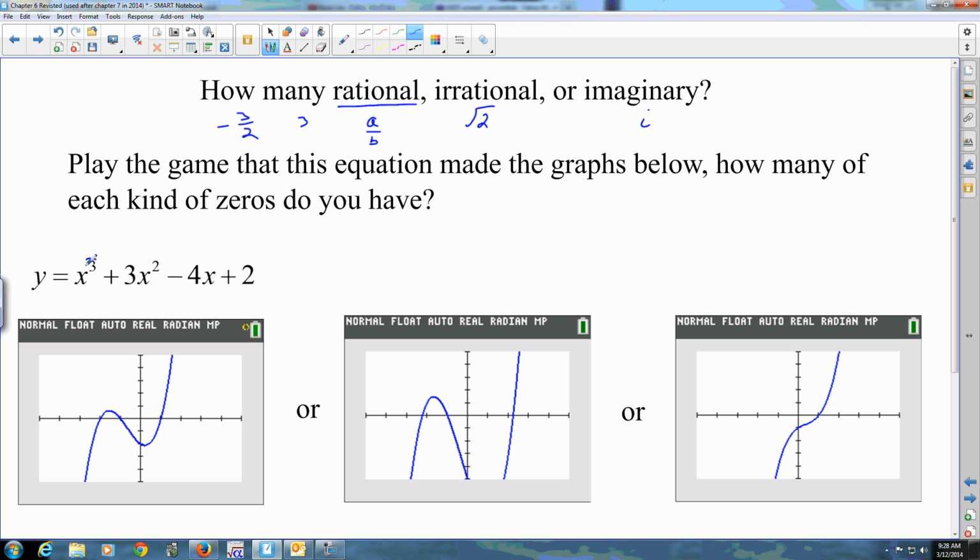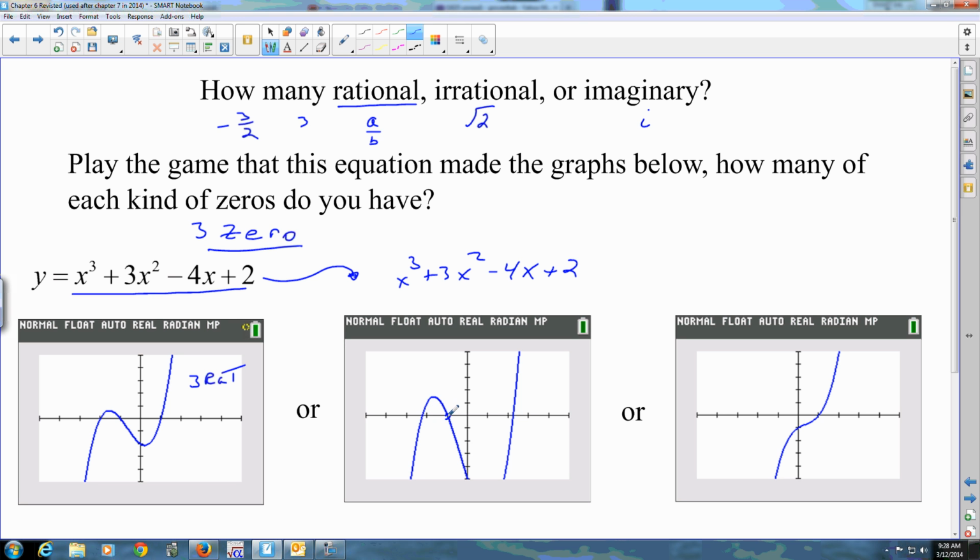Okay, it's degree 3. I'm looking for 3 zeros. The degree tells you how many zeros you're looking for. This one, they all are showing up. They all are hitting on whole numbers. So there's 3 rational zeros. Given this equation, there are 3 rational zeros. Okay? Assuming it's the same equation for this graph, so you have x cubed plus 3x squared minus 4x plus 2. This equation doesn't do it, but just assume it did. Assume it made that graph.